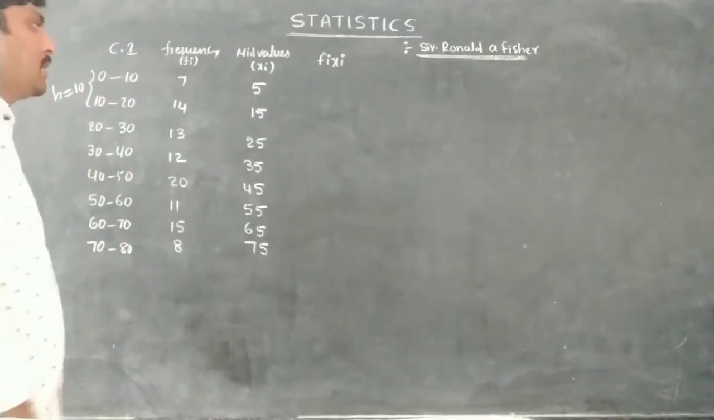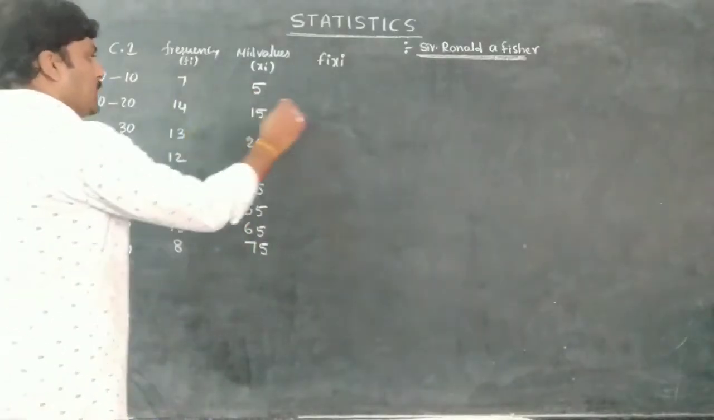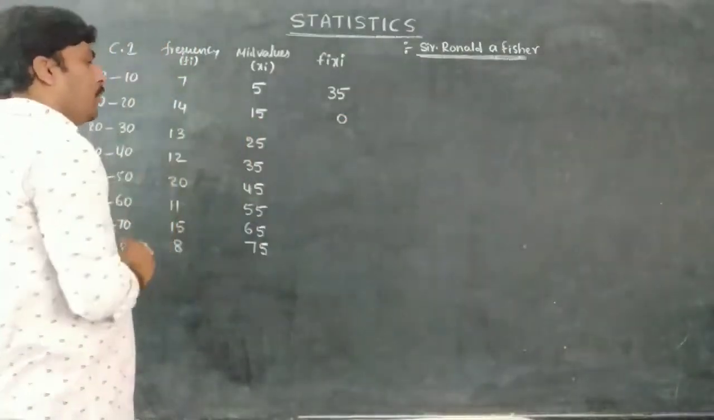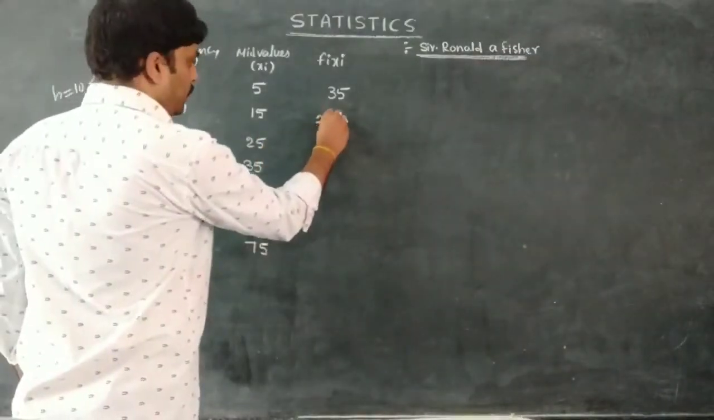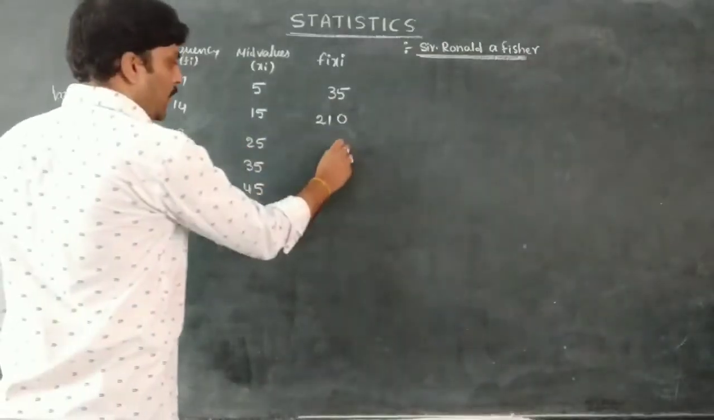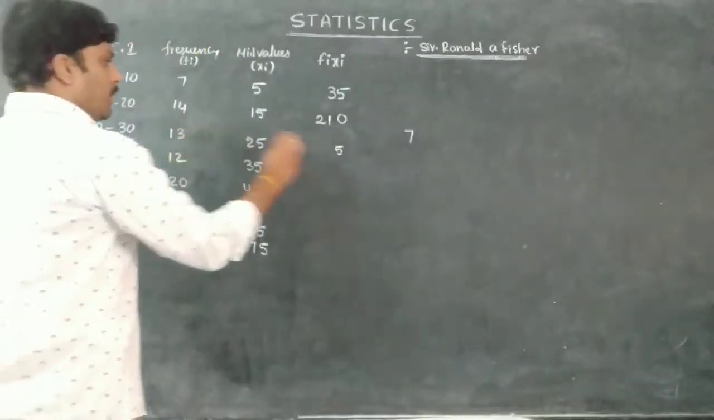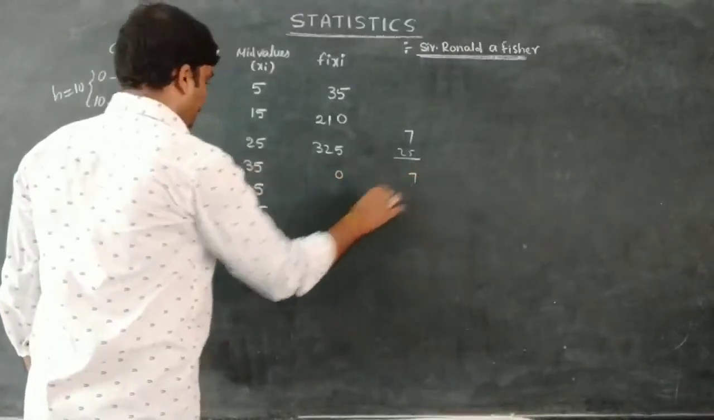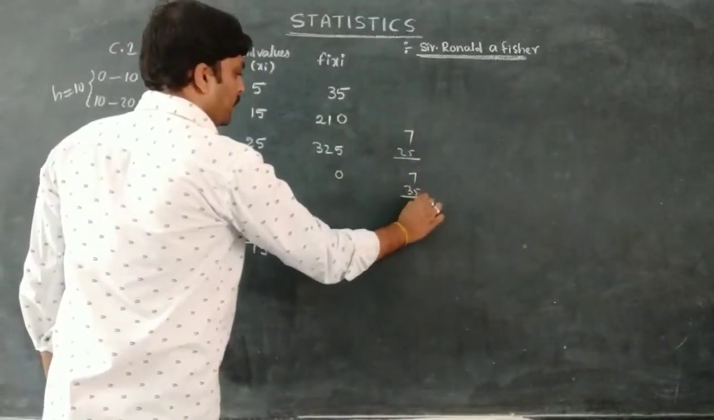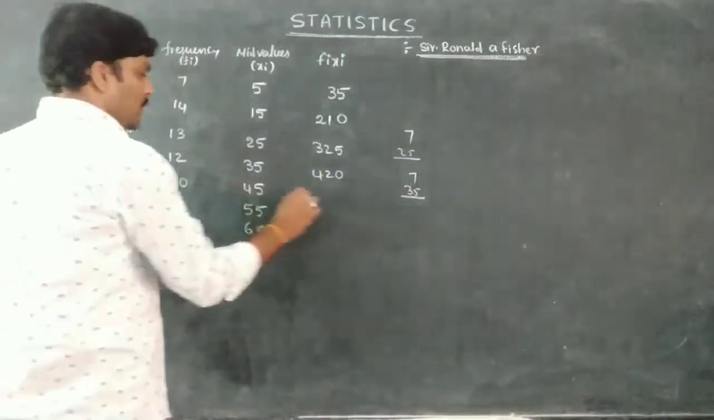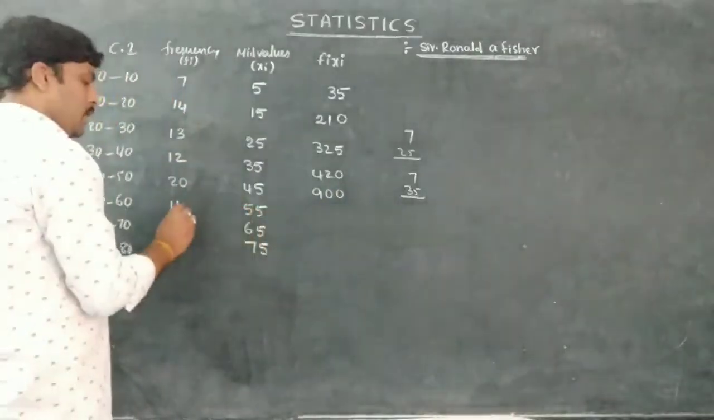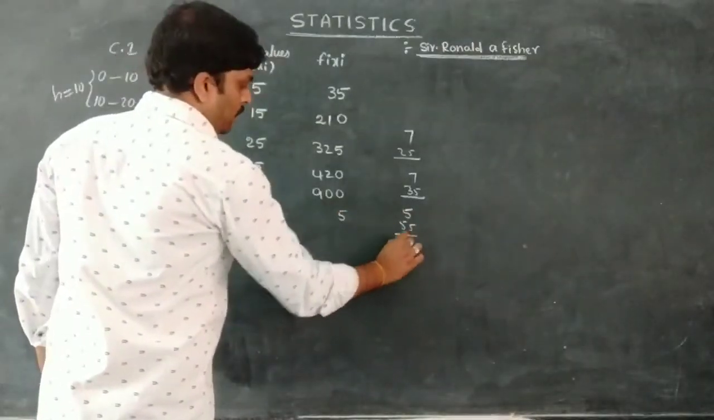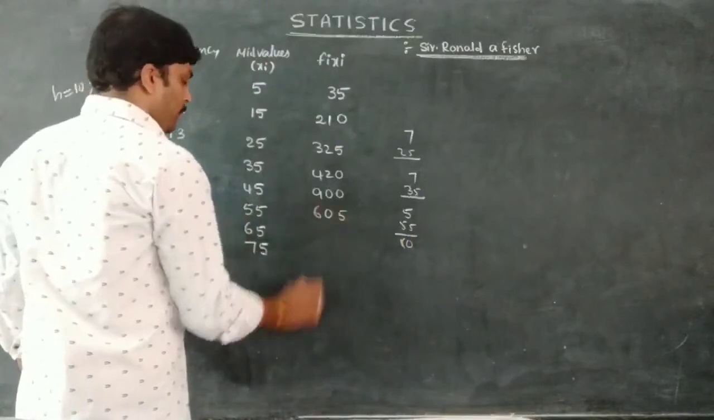Okay, now fi into xi. This multiplication we will do. So 5 7s are 35. 15 4s are 60. 15 1s are 15. 25 3s are 75. 25 1s are 25. 35 2s are 70. 35 1s are 35. 45 2s are 90. 55 1s are 55. So we get 605.